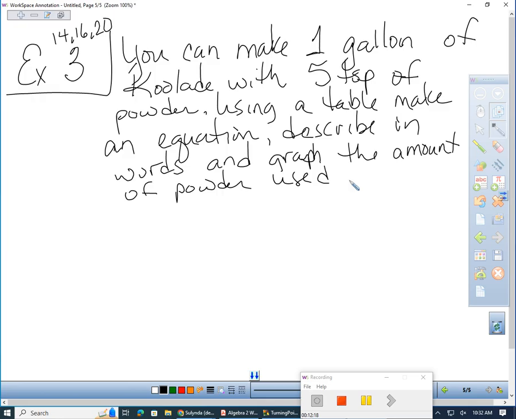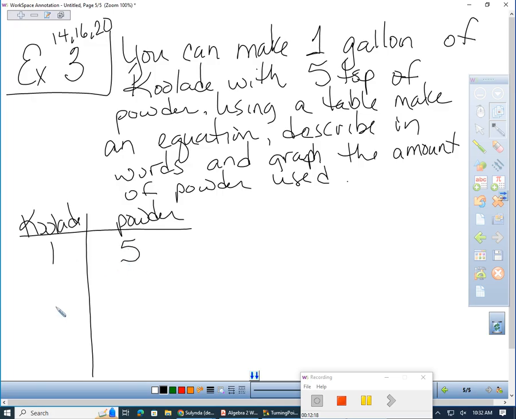All right, so first of all, we're going to put in a table. So in my table, I'm going to have you start with the Kool-Aid on this side and powder over here. So for 1 gallon, it took us 5 teaspoons, right? For 2 gallons of Kool-Aid, it would take us 10. For 3 gallons, it would be 15, right, and so on. Okay, seems pretty easy. We're increasing by how many teaspoons every time?